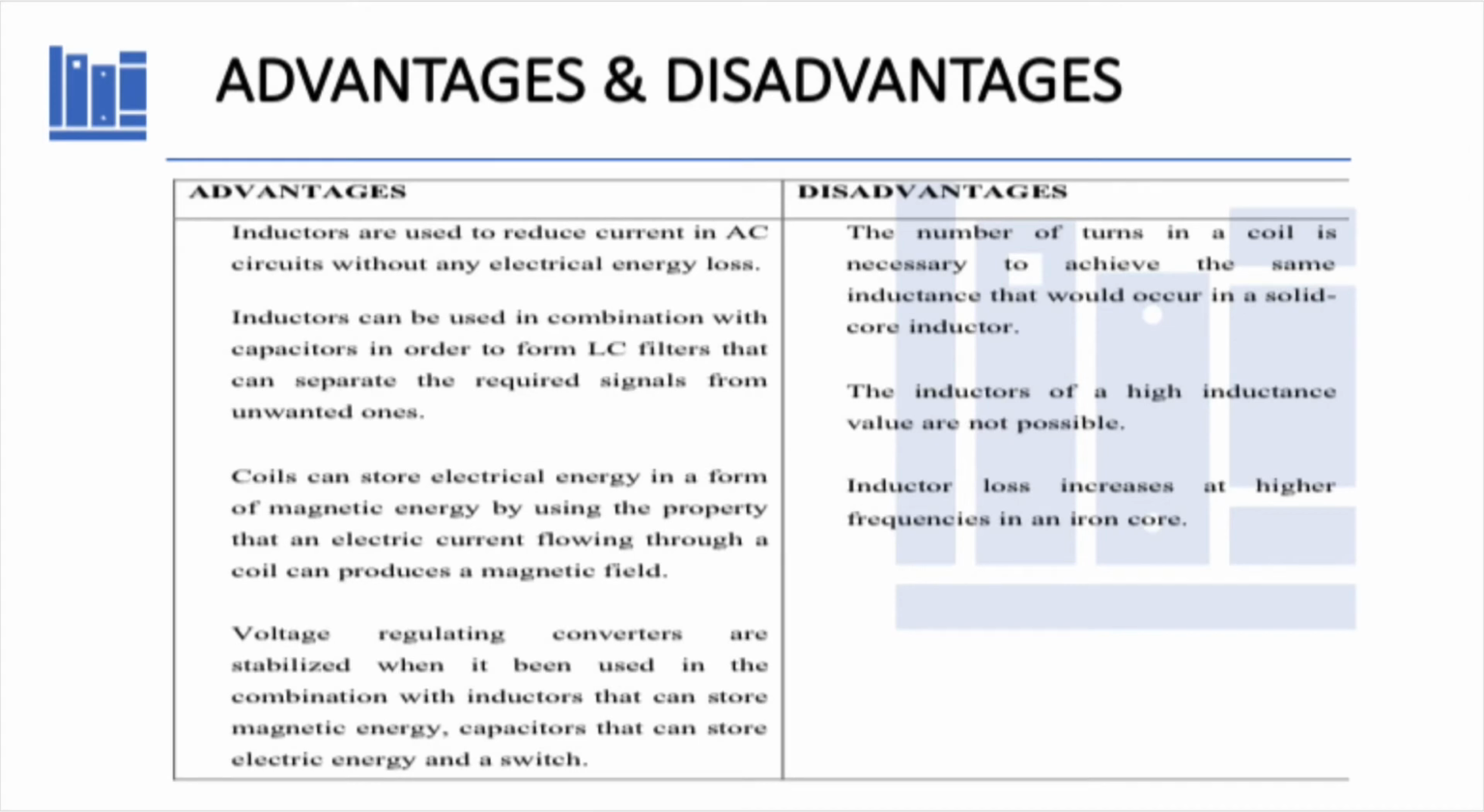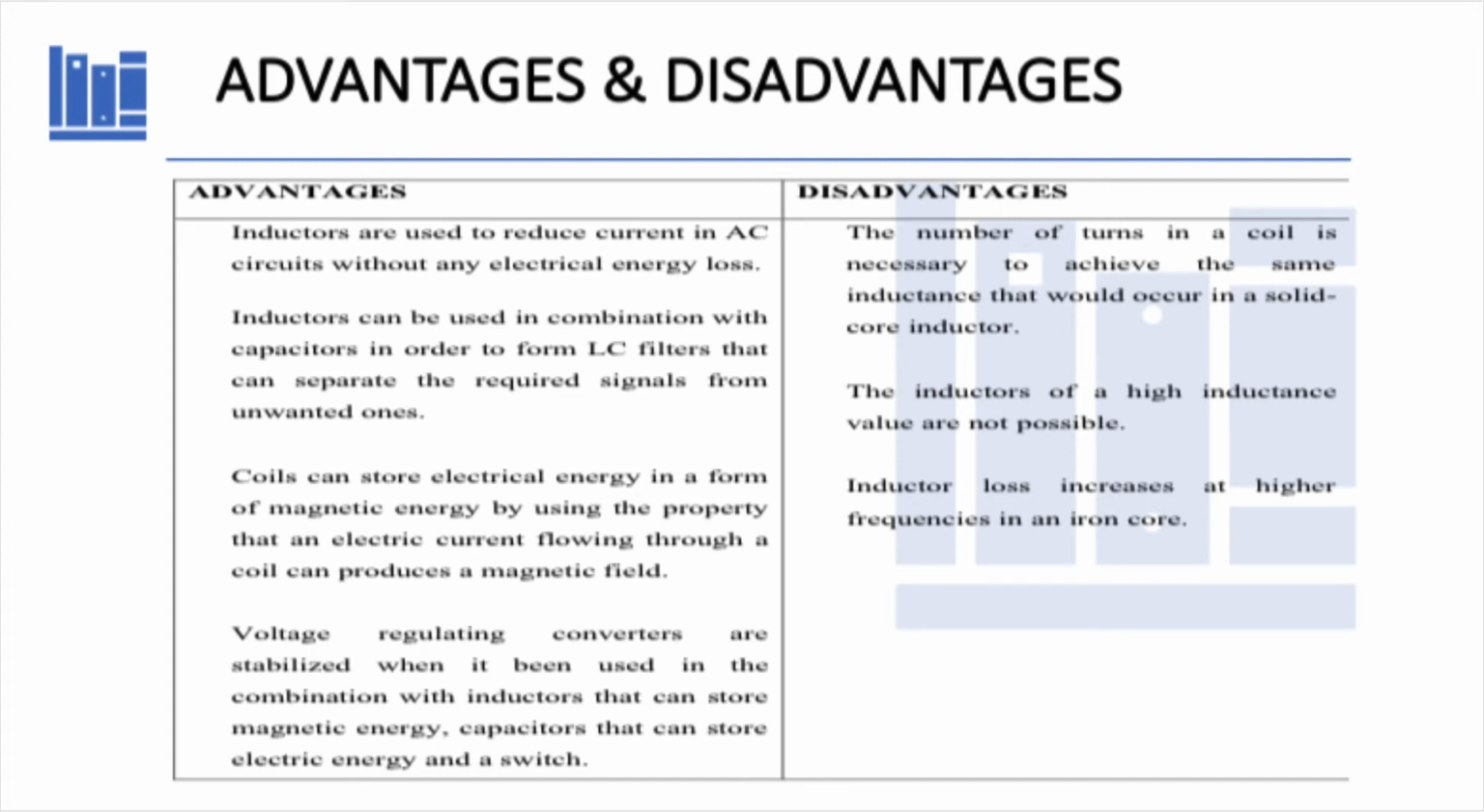Advantage and disadvantage of inductor. The advantage of an inductor is that it is used to reduce current in an AC circuit without any electrical energy loss. Besides, an inductor can be used in combination with a capacitor in order to form LC filters. Then, the coil can store electrical energy in the form of magnetic energy. Lastly, voltage regulating converters are stabilized when used in combination with an inductor that can store magnetic energy.